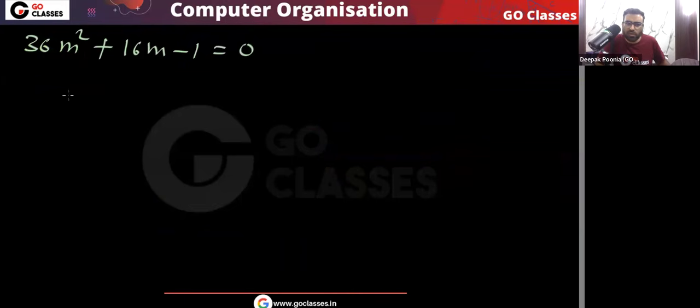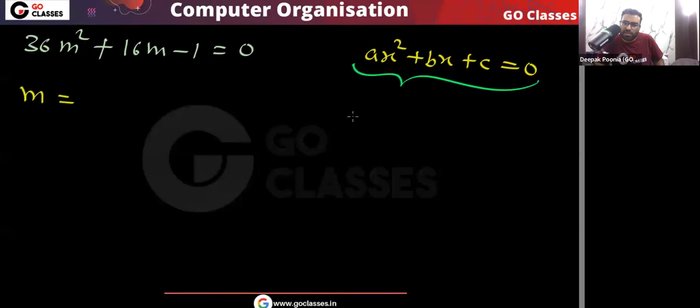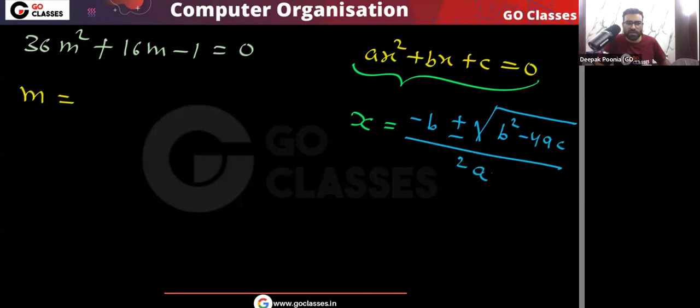So from this quadratic equation we can find the value of M. Remember, when we have ax square plus bx plus c equal to 0, if you want to find the solution, or the value of x, then that will be equal to minus b plus minus square root of b square minus 4ac divided by 2a. This is the formula to find the solutions from a quadratic equation. So you can see this is also a quadratic equation. So what will be the value of M?